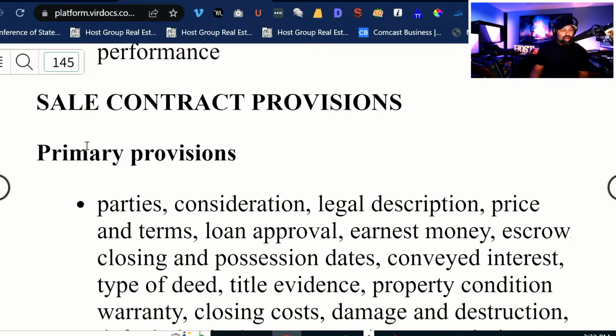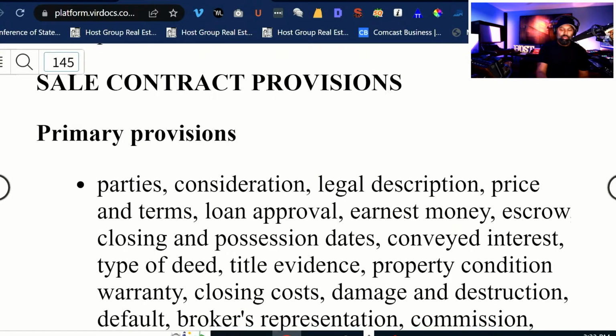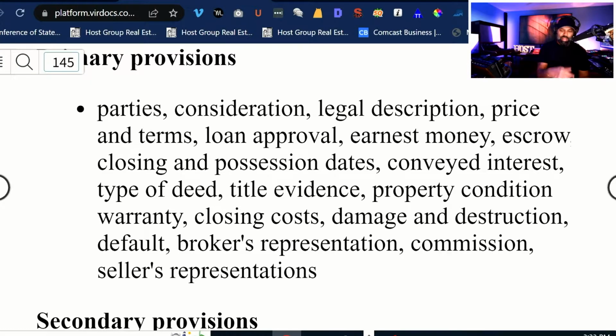The sales contract has primary provisions and secondary provisions: parties, consideration, legal description, price and terms, loan approval, earnest money, escrow closings and possession dates, conveyed interest, types of deeds, title evidence, property conditions, warranties, closing costs, damages and destruction, default, broker representation, commissions, and seller representations. These are all the classic things. I don't think you need to know these by rote. I don't think you need to have this huge depth of knowledge here. I think you just need to understand fundamentally what some of the main essential pieces are, like we detailed in the chapter, and I think you're fine.